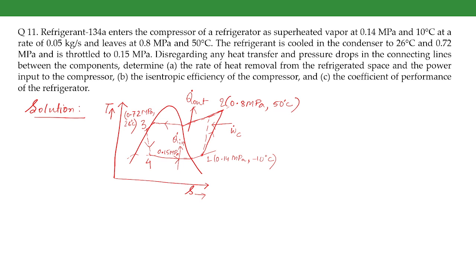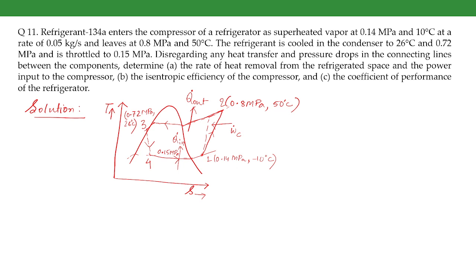So it is stated that we have to neglect the pressure drop in the connecting components. Like this is the evaporator and this is the compressor. So at this point there will be no other pressure drop. At this point there will be no other pressure drop. At this point there will be no other pressure drop, and at this point there will be no other pressure drop. However, in a particular component itself, there will be a pressure drop.